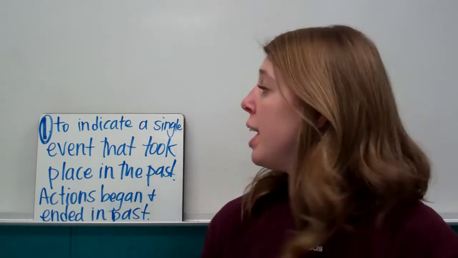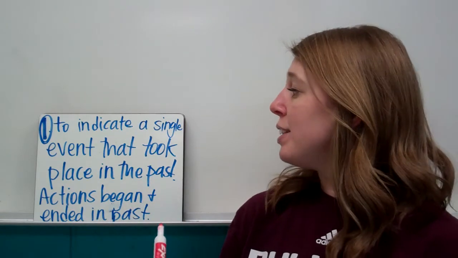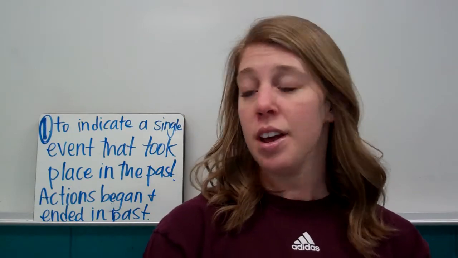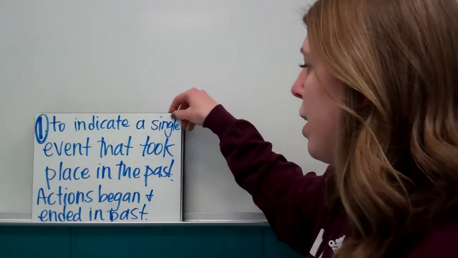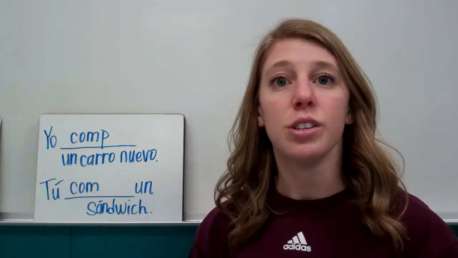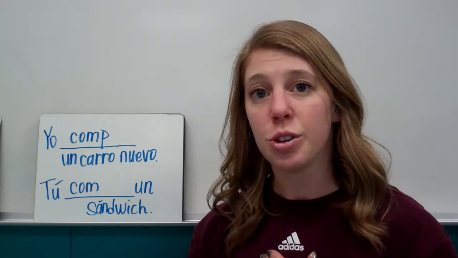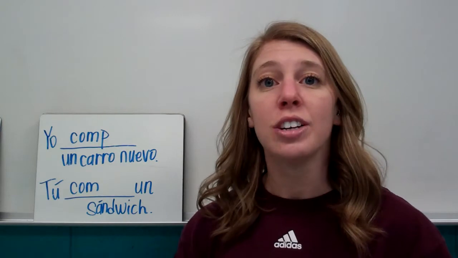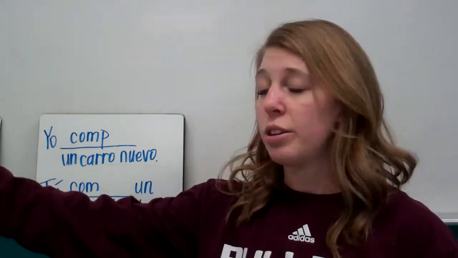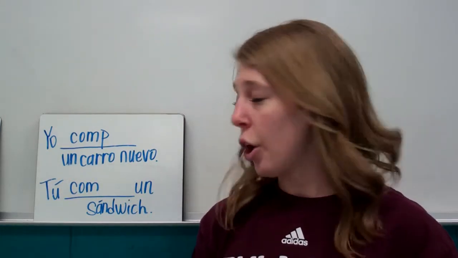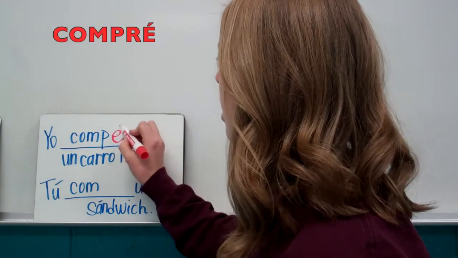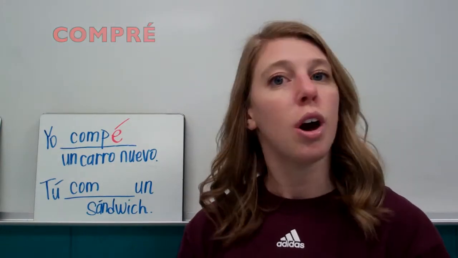So the very first rule is when you want to indicate a single event that took place in the past, and the action began and ended in the past. Okay, so let's look at some of the examples that we have. So we have yo and comprar un carro nuevo. We want to say I bought a new car. This action is over and done with in the past. The action began in the past when you bought it, and it ended in the past whenever you signed the paper. So it is done with, it is not currently going on. Comprar is an AR verb, and we want to use the yo form, so it's going to be compré. So yo compré un carro nuevo.